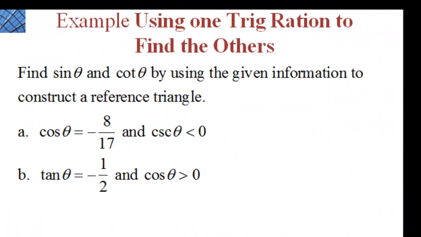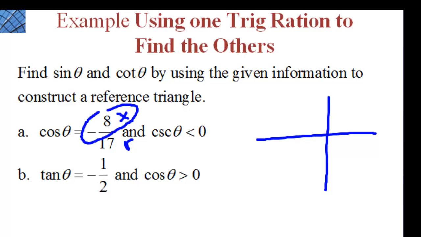Now we're going to use one trig ratio to find the others. So we'll start with cosine of theta equals negative 8/17, and we want to find the sine, cosecant, and cotangent of theta. So let's start by drawing a picture. Negative 8/17, what do we know about the cosine? We know that to draw our reference triangle, we need to figure out where we are in our axis. We know that cosine is the x over the radius. We know the radius is positive, so the negative has to go with the x. So we're going to be coming out 8.